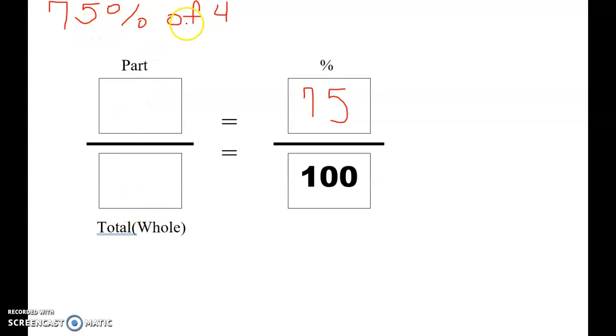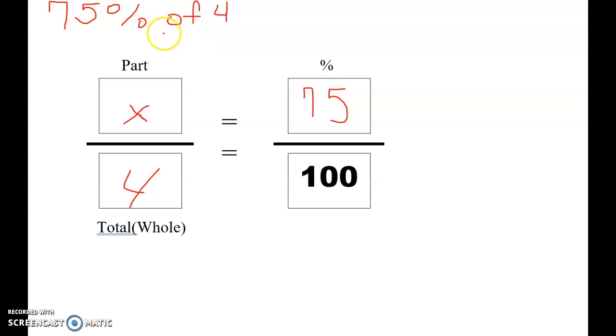If I am taking 75% of 4, like if I have 4 pieces of candy and I want to give 75% of it to somebody, I have a total of 4 pieces. That's my whole. I want to know how many pieces of candy I gave away. That's my X. That's something I don't know. That's what I'm trying to find.